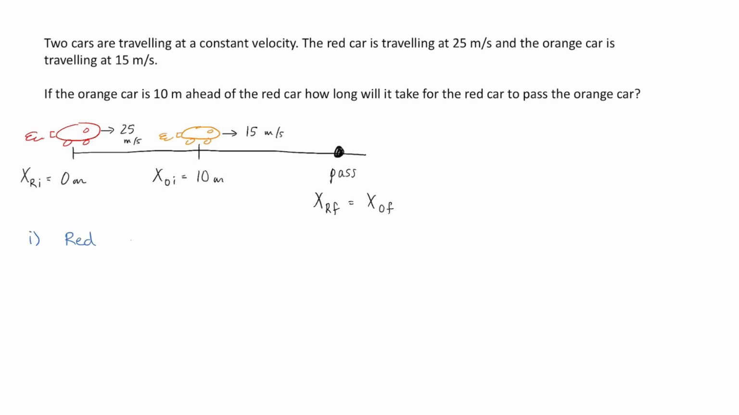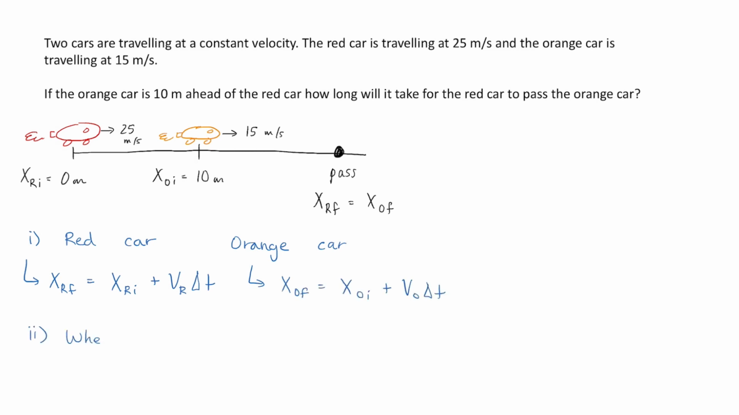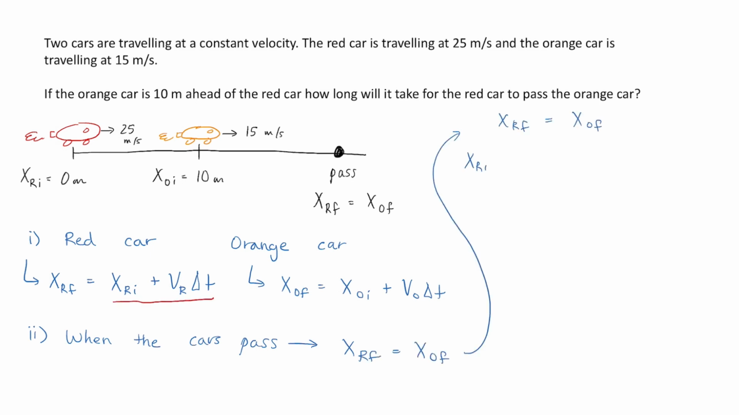And now because we're dealing with two objects, we're going to set up two equations using our xf is equal to xi plus v delta t equation. We have one for the red car and we have another for the orange car. And now we know that when the cars pass each other, they're going to be in the same position. And this means we can take our equation for the red car and set it equal to the equation for the orange car. And now this time we were asked, how long will it take for the red car to pass the orange car? That means we need to solve for delta t.